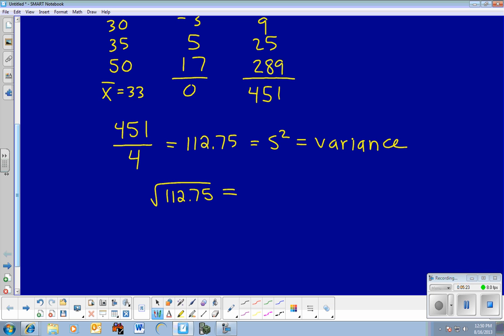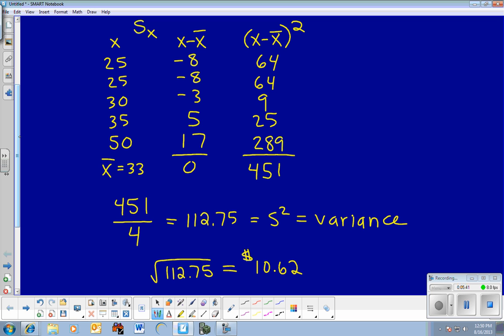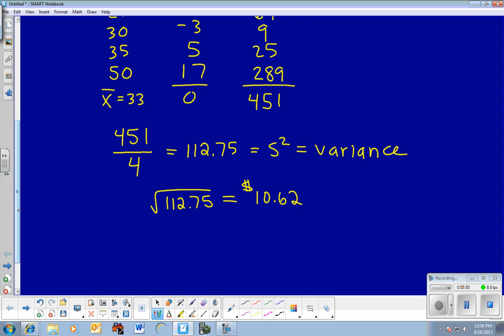This is going to be the standard deviation. Once you square root this number, we're going to get, let's call it 10.62. Which means, on average, we're about 10.62 away from the mean, from $33. Some of our values were 8 away, one was 3 away, one was 5 away, one was 17 away, and you can think of it as being about 10.62 away.